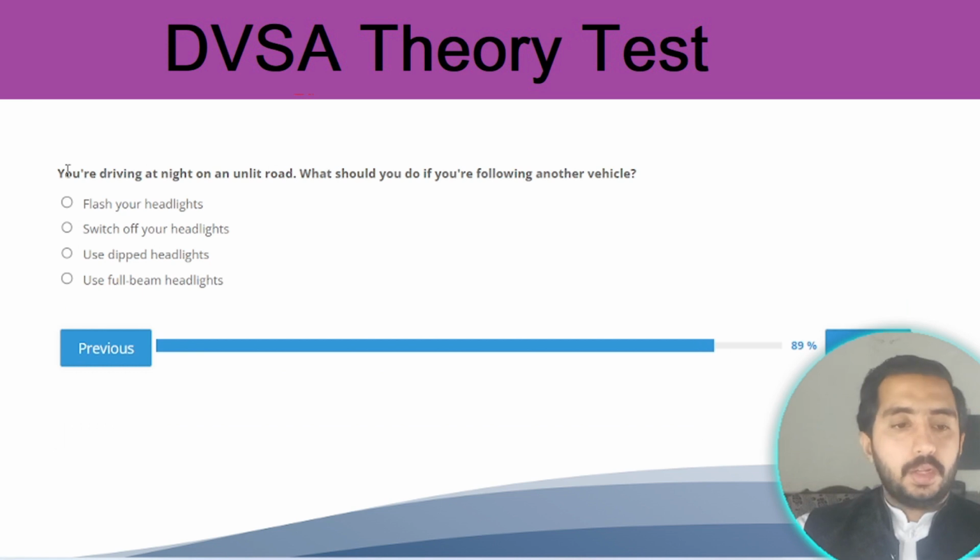Next question. You are driving at night on an unlit road. Remember that you are driving at night on an unlit road. What should you do if you're following another vehicle? In this case, you need to use your dipped headlights.